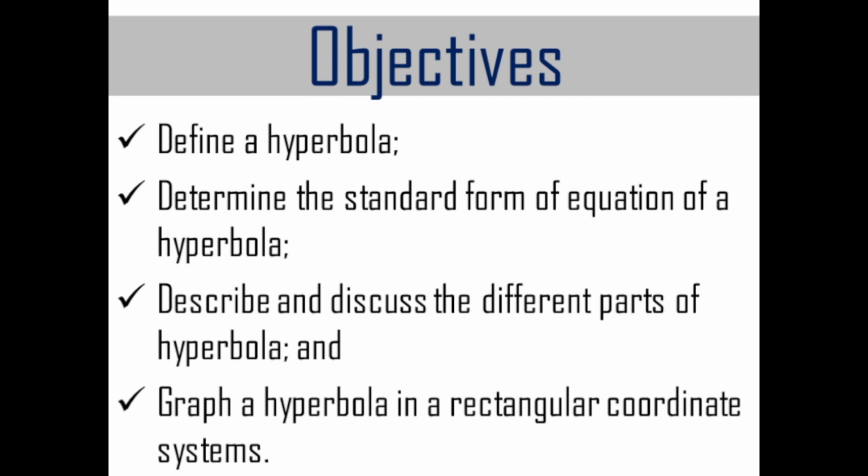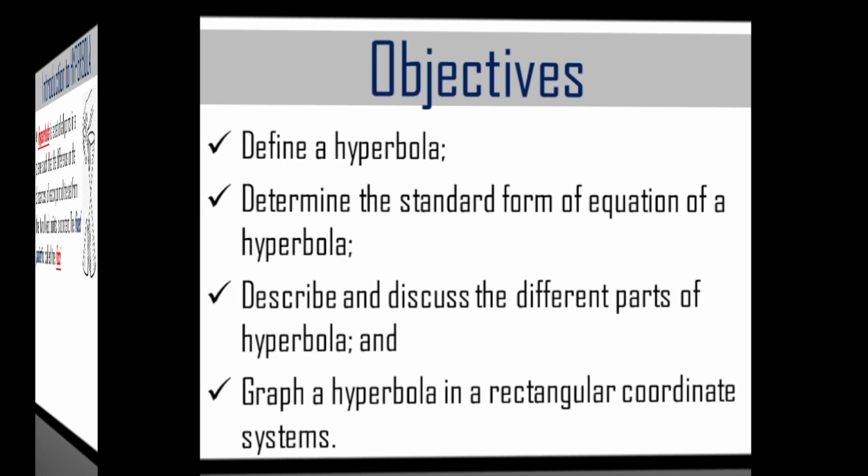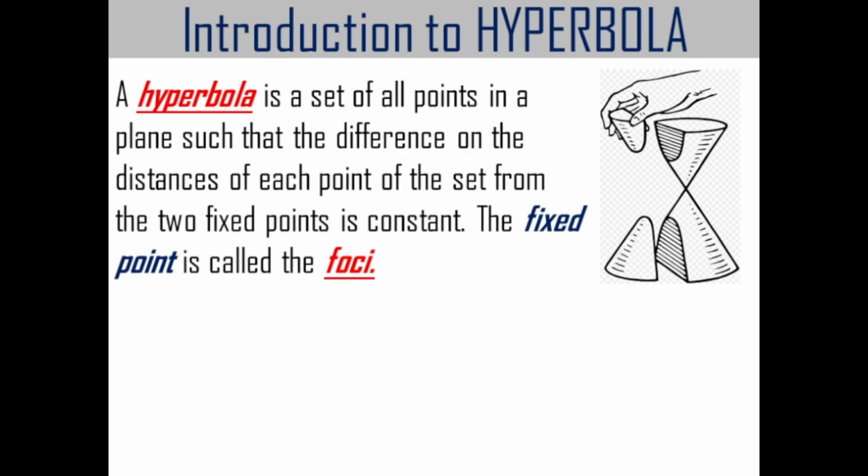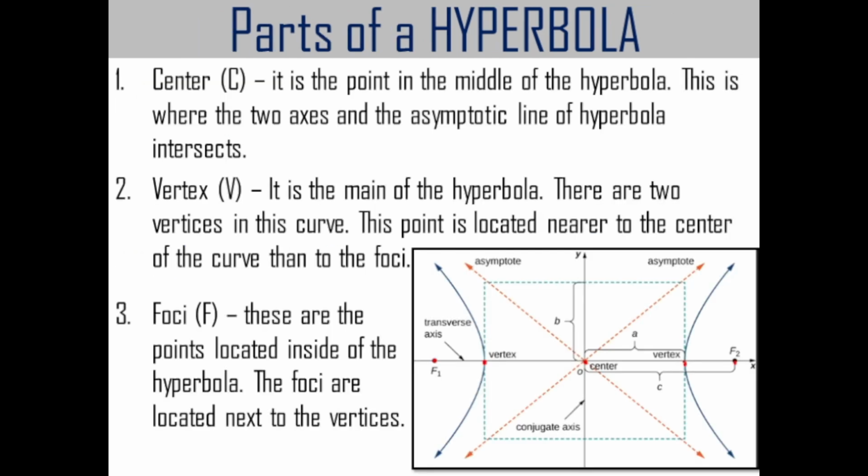Objectives: define hyperbola. Determine the standard form of equation of a hyperbola. Third, describe and discuss the different parts of hyperbola. And lastly, graph a hyperbola in a rectangular coordinate system. A hyperbola is a set of all points in a plane such that the difference on the distances of each point of the given set from the two fixed points is constant. The fixed point is what you call the foci. Dalawa dito yung ating focus, that's why tinawag na foci.